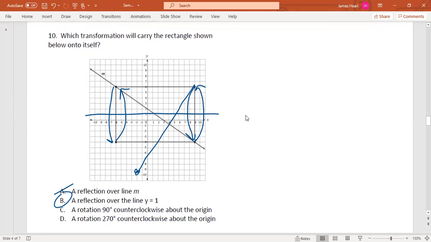I mean, 90 and 270 degrees, you know both of those are going to turn the rectangle, instead of being long left to right, they're going to eventually leave it long top to bottom. So, it's not going to be exact.